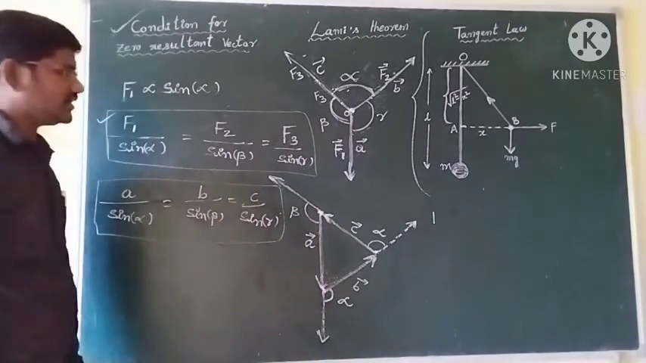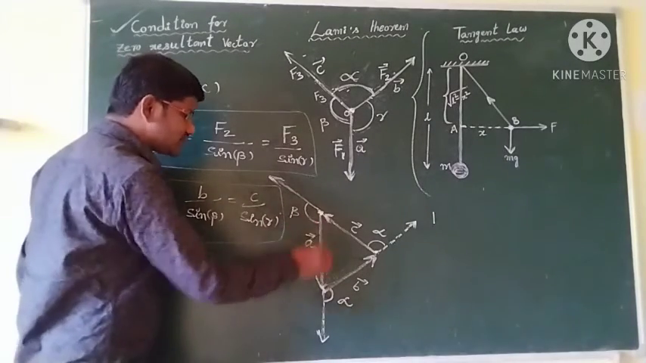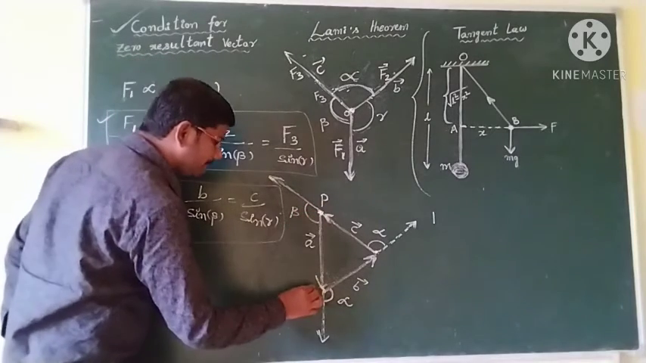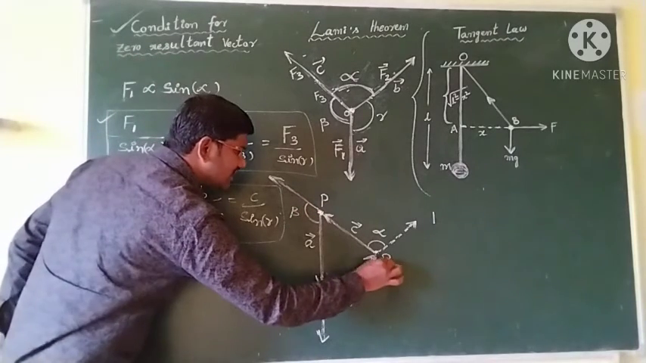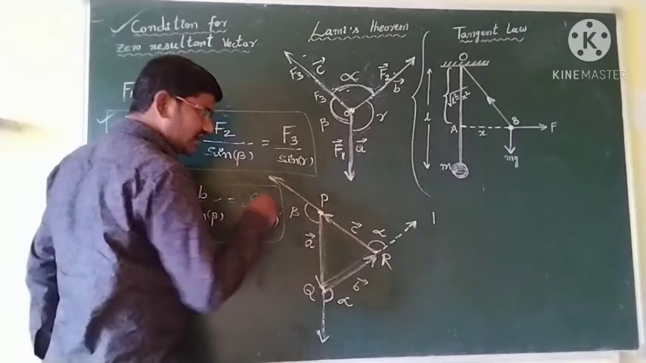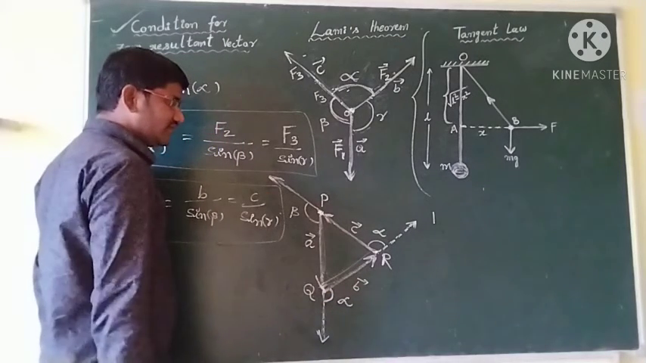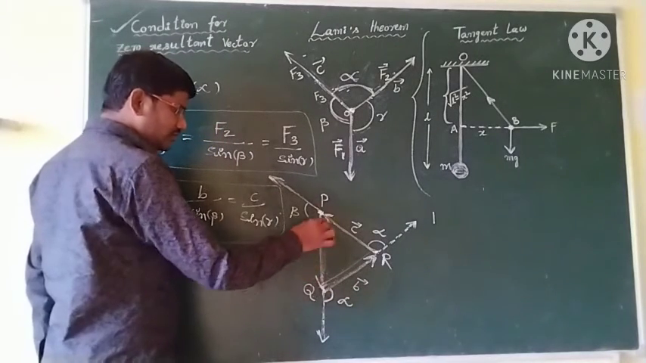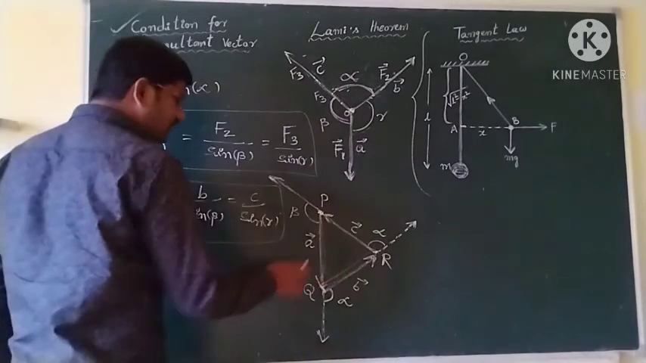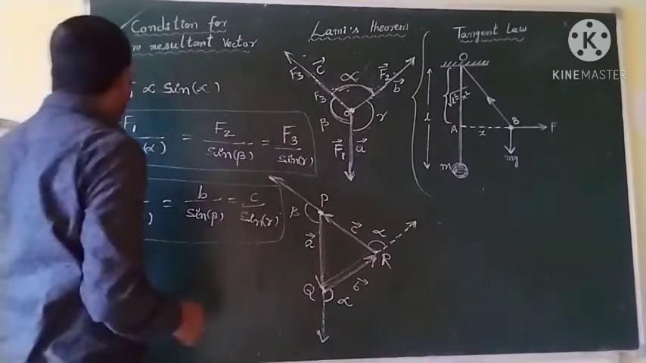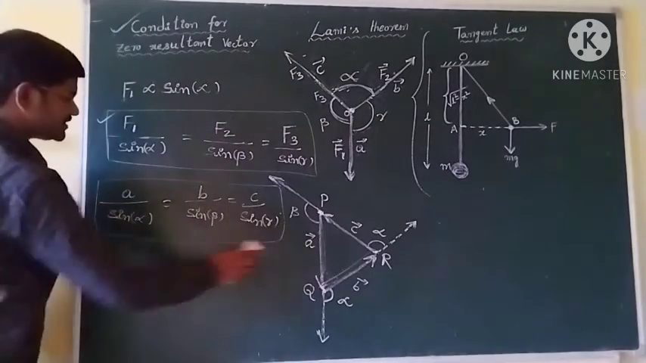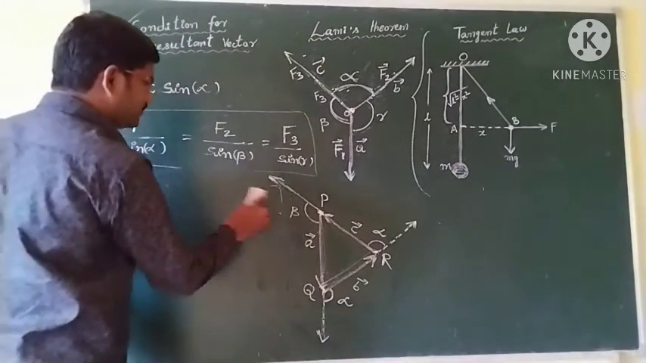Otherwise, if you consider a triangle, consider this point is P, this is Q, this is R. You can also write like this. These three forces are represented along the three sides of a triangle. Then the magnitude of this vector, what will you write? The condition for Lami's theorem, the statement, we will write like this. Lami's theorem statement is this one.